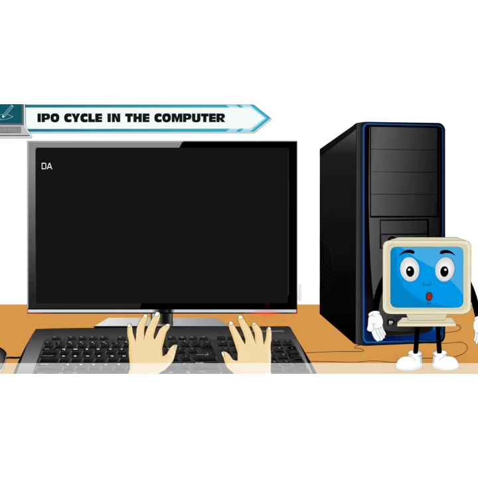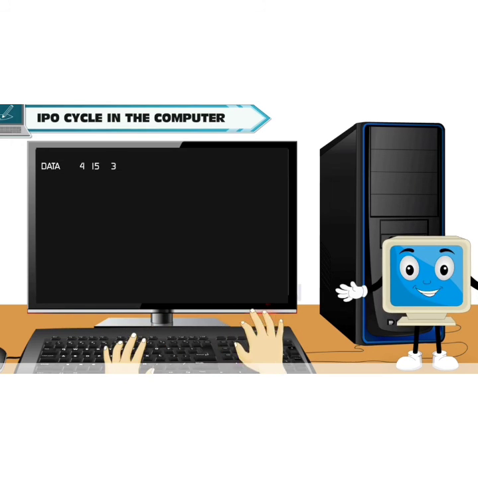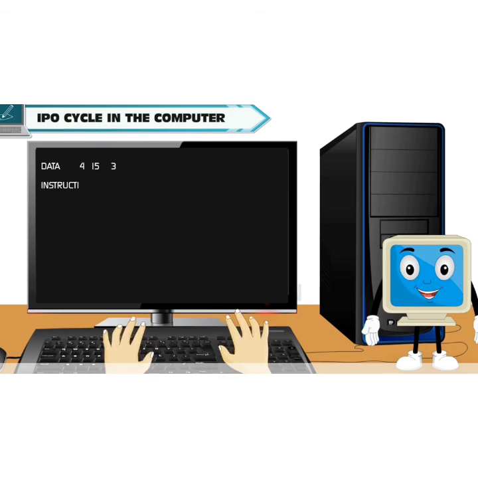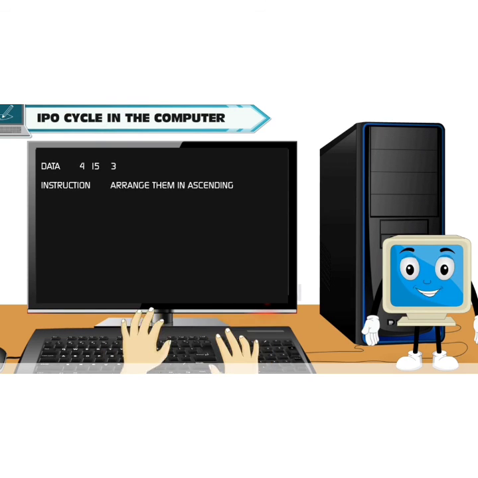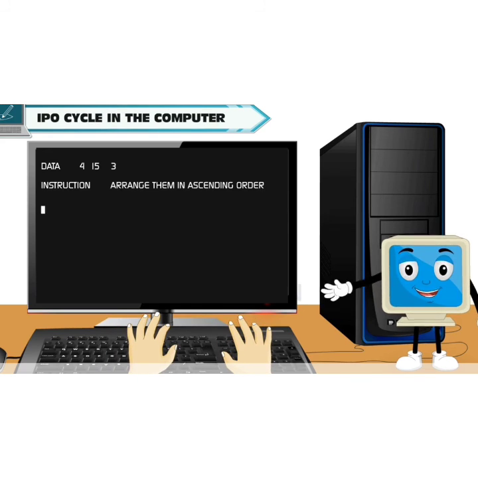In this example, 3 numbers are given as data and the instruction is to arrange them in ascending order. In the processing, CPU will arrange the numbers in ascending order as per the instruction. 3, 4, 15 is the final output which is in ascending order.